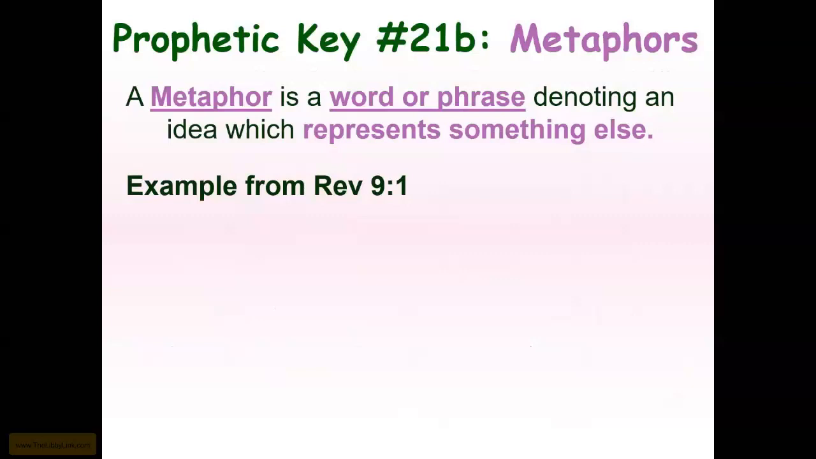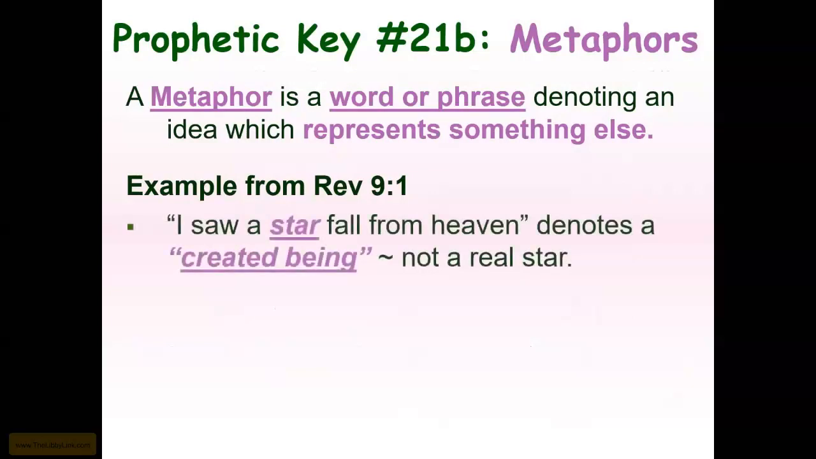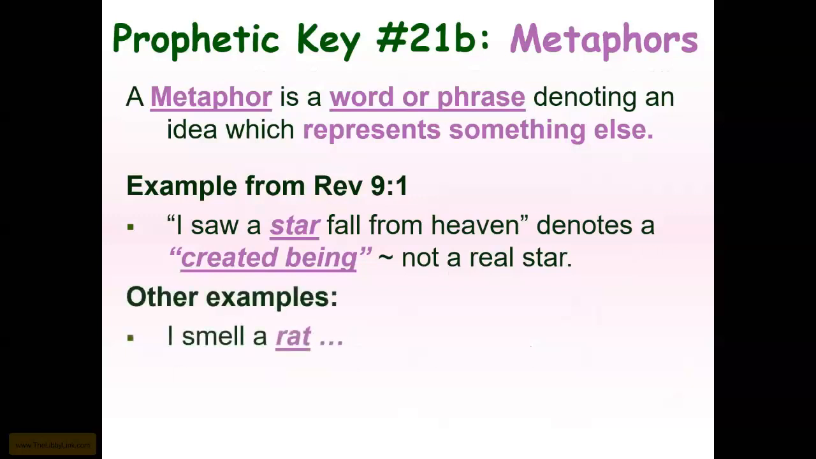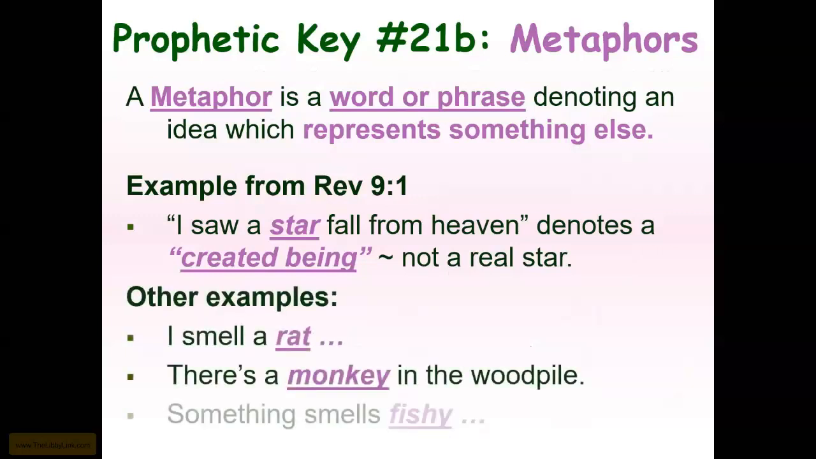Now let's look at some examples from Revelation 9:1. I saw a star fall from heaven. This denotes a created being, not a real star. Other examples: I smell a rat. There's a monkey in the woodpile, or something smells fishy. I'm sure you've heard some of these expressions. There usually isn't a real rat, hopefully not, nor monkey or fish in the thought. It may not sound like it, but this is literal language.